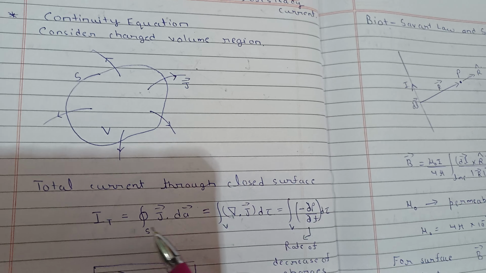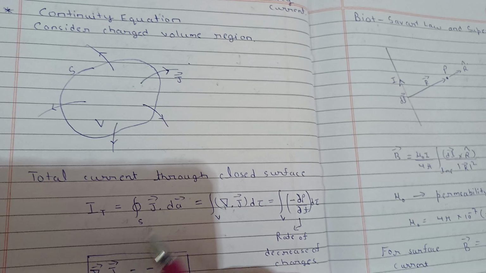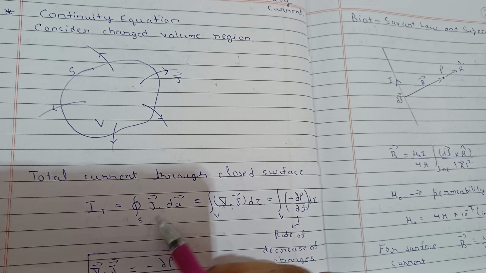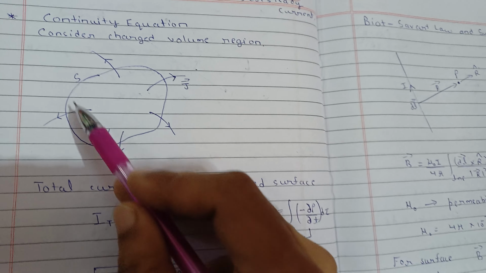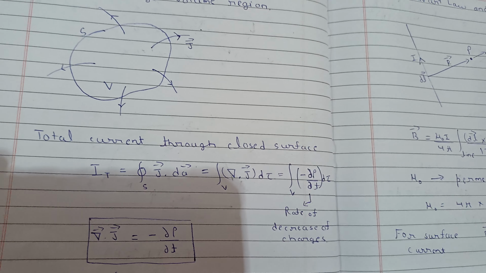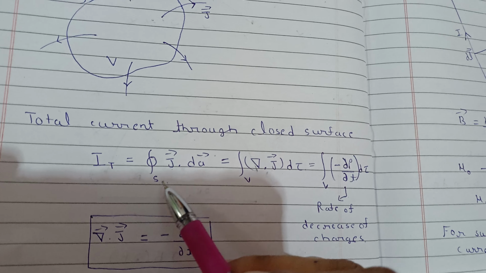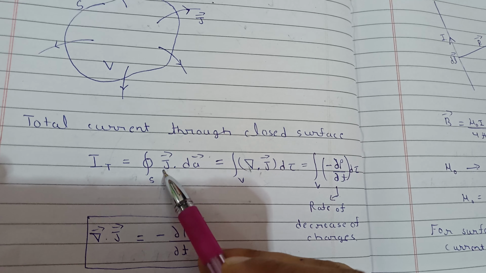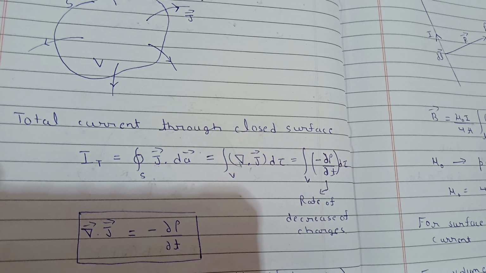So the total current will be the closed integral of J dot dA, meaning for the whole surface we will take it. J is the current per unit area, so it will give you current, and for the whole surface we just integrate this. So this I_T shows the total current. Now using the divergence theorem, we can write it as the divergence of J, and this is the volume integral.